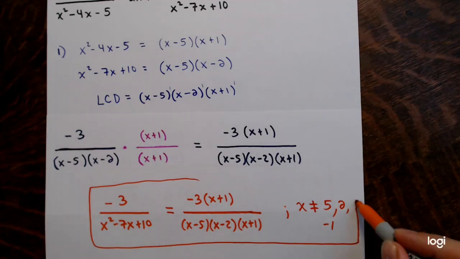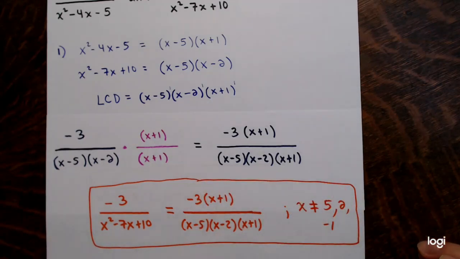And go ahead and check that out. Try it out with some numbers. Plug in 0 for x, 1 for x, 3, 6, a million, 10, whatever you want. As long as it's not these 3. And this fraction will indeed be equal to this fraction.